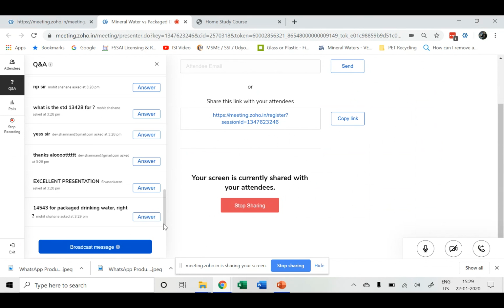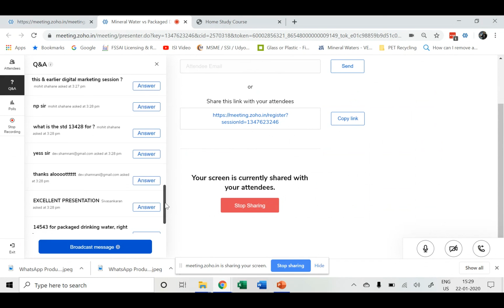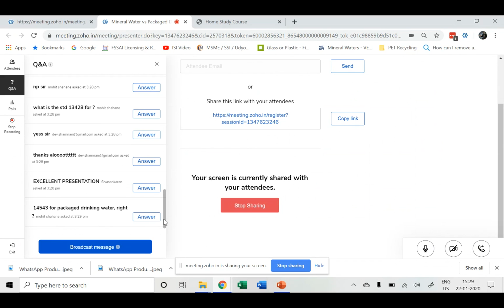Yes. 14543 is for packaged drinking water, right? There are only two standards for the packaged water right now. One more thing, I just wanted to make it clear that there is smart water also. The bottle you saw in that, right? If you find a smart water bottle, just buy one and try to find out whether there is an ISI mark on the bottle. You won't get an ISI mark because smart water is not an ISI water. It is an FSSAI water only. So this is one more thing.